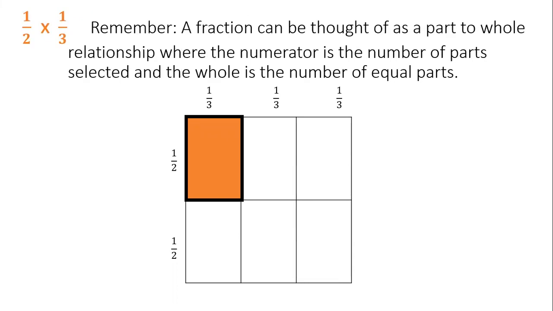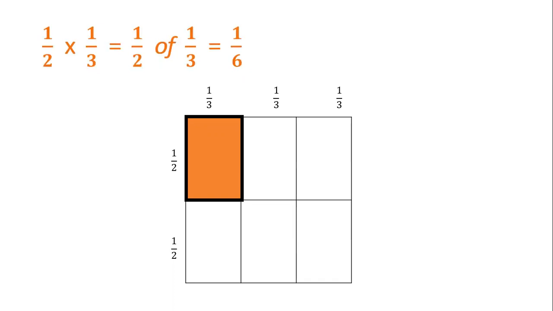Remember, a fraction can be thought of as a part-to-whole relationship, where the numerator is the number of parts selected and the whole is the number of equal parts. 1/2 times 1/3 is equal to 1/2 of 1/3, which is equal to 1/6. And we have 1 of our equal parts selected out of 6 equal parts.